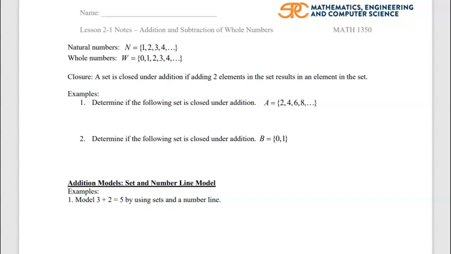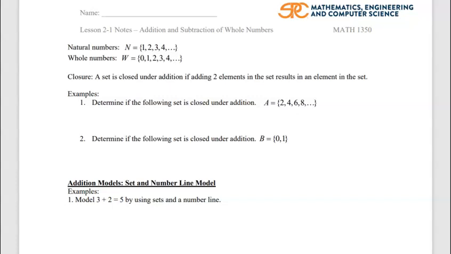And what that means is you can add any two numbers in the set, and the answer is also in the set. And so if we look at our first example, and I ask you to determine if this set is closed under addition, what you would need to consider is, if I added any two numbers in this set, would the answer also be in this set? And we can see that this set contains all of the even natural numbers. It goes on infinitely, carrying on the natural numbers. And so if I just begin adding numbers in this set, 2 plus 4 is 6. That answer is in this set.